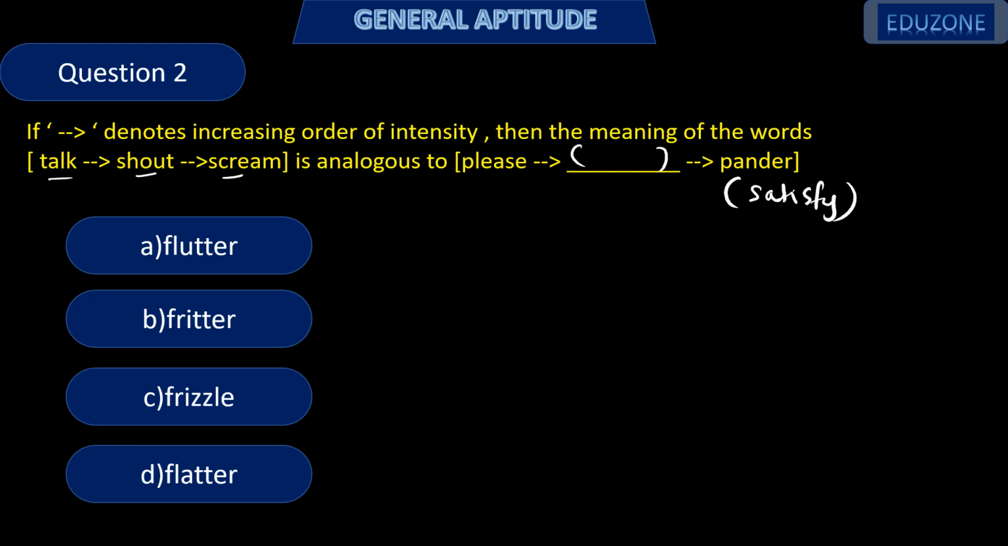So from the given options, which is similar to please, we will see one by one. What is flutter? Fluttering means to move quickly in an irregular manner. Next is fritter. Fritter means to waste our time, money or energy on unimportant matters. Next is frizzle. Frizzle means to fry something. Next is flatter. Flatter is to please someone. So this is the answer.